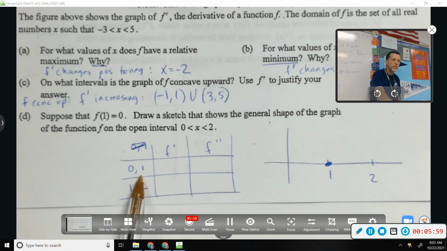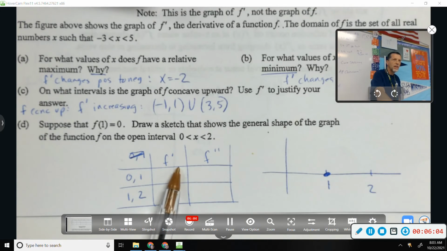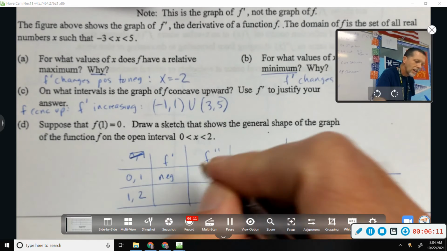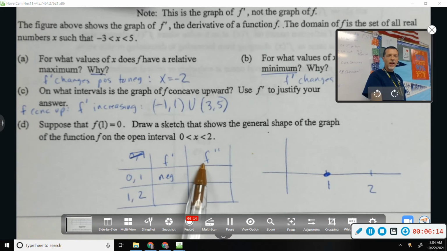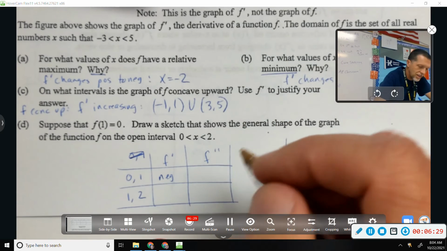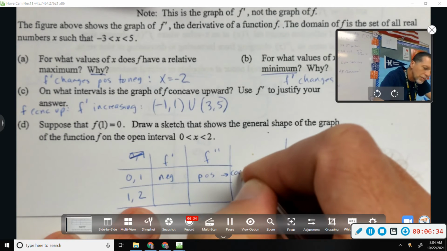What's f prime between 0 and 1? Well, f prime is increasing, that's true, but right now I only want to know positive or negative. It's negative. Now, because f prime is increasing, what does that mean about f double prime? It means f double prime is positive, which means concave up.